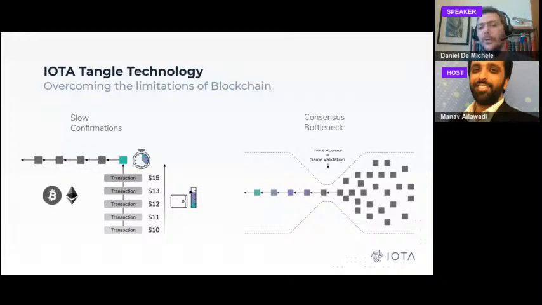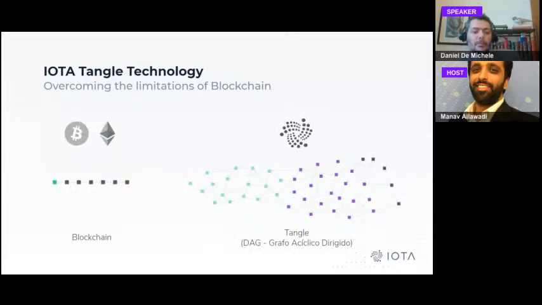So the first thing that the IOTA founders were trying to do was retain the principles of a DLT, because they did want to have a distributed system, but clearly blockchain as a data structure was not correct. So they started thinking, okay, how can we overcome this situation? And what they ended up doing is creating a new data structure, which is called the Tangle, and we will see it right now.